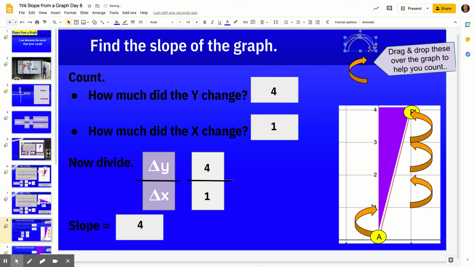And then, of course, I need to move my blue one down. All right. There you go, 4/1.